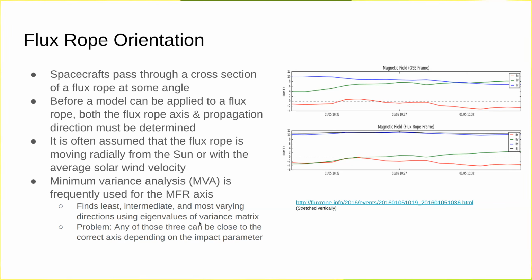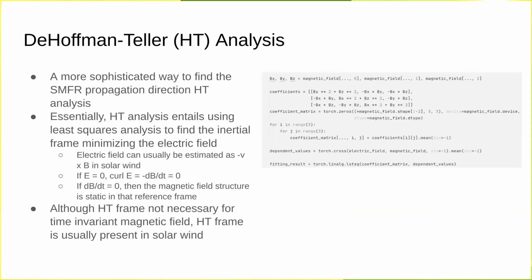But the problem with minimum variance analysis is that depending on whether the spacecraft actually passes through the center of a flux rope or at the edge, which axis changes the most could vary a lot, and sometimes none of them could be the correct axis. Minimum variance analysis essentially builds a matrix of the variance of the magnetic field, and then they find the eigenvectors of the variance matrix in order to find the least, most, and intermediate variance directions, but they're not necessarily the flux rope axis.